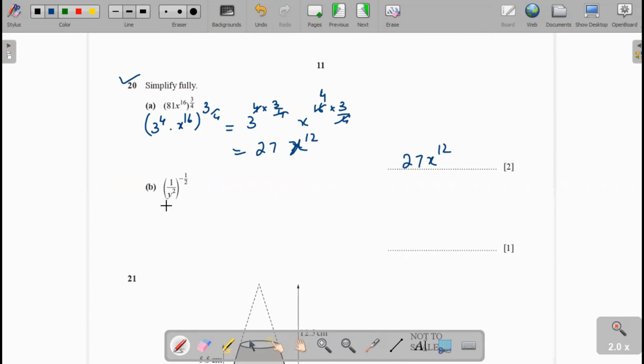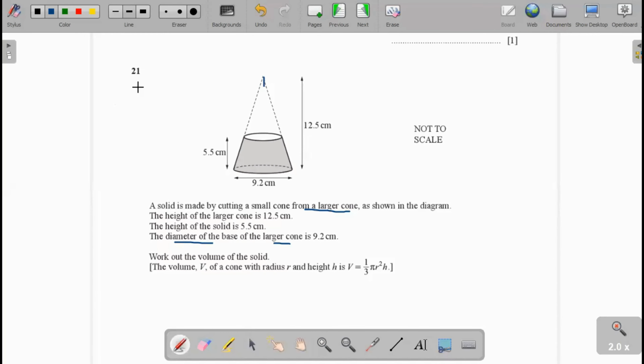Next is part B. You see here (1 over y squared) power minus 1 over 2. Now we can write it as y power minus 1 over 2 into minus 1 over 2. When we shift the denominator to the numerator, the power of this variable becomes positive. Now we multiply minus 2 into minus 1 over 2. That value becomes y power 1. This is the answer.